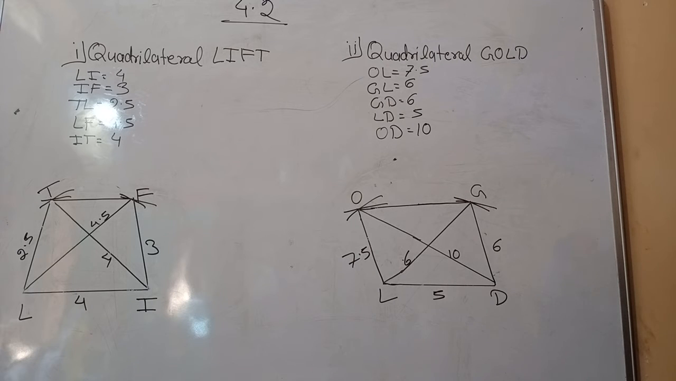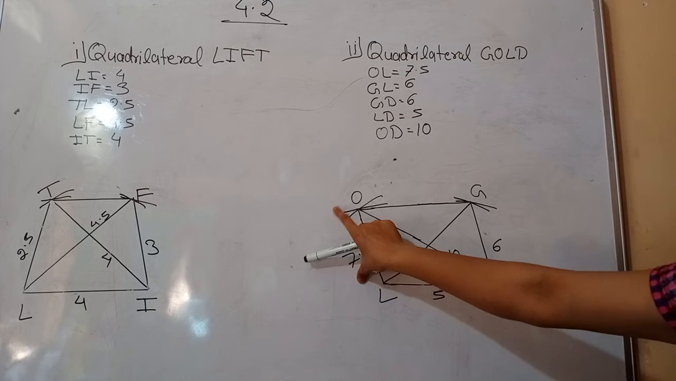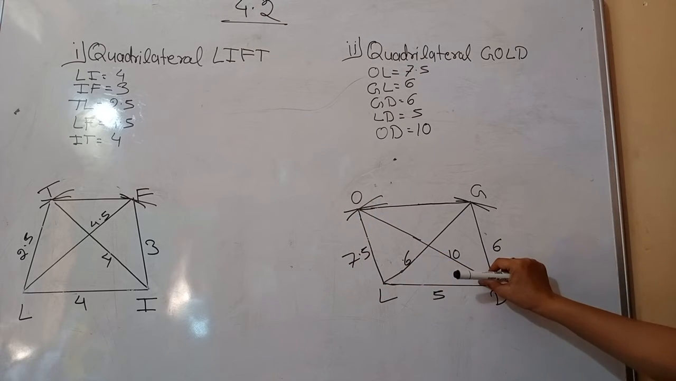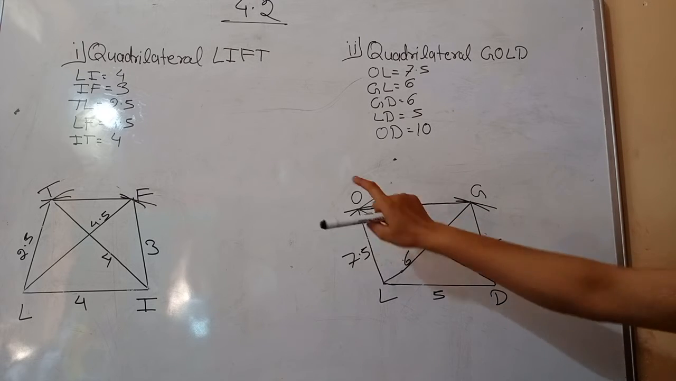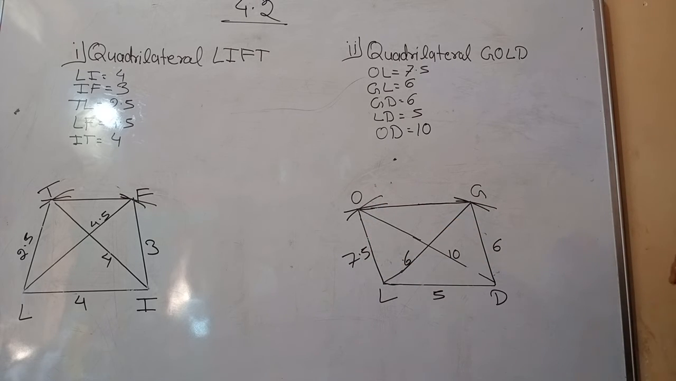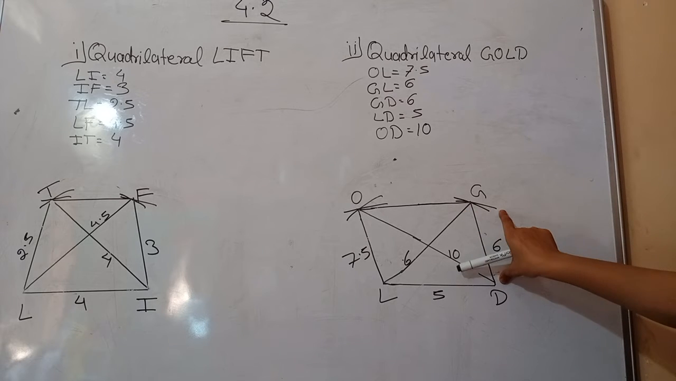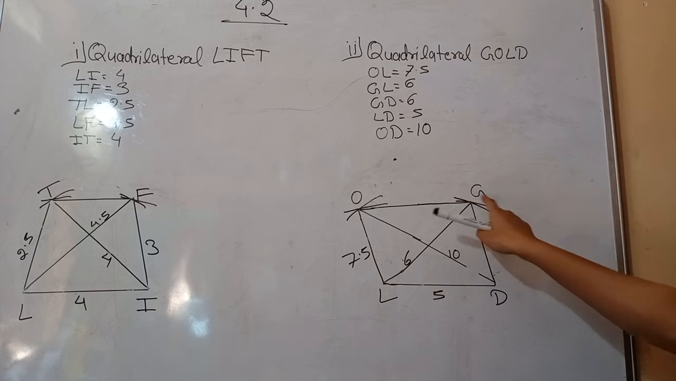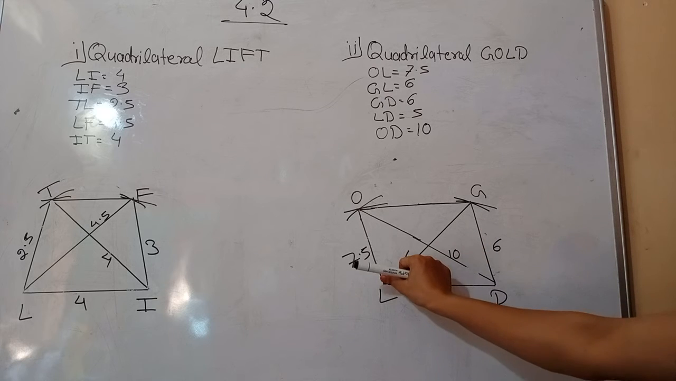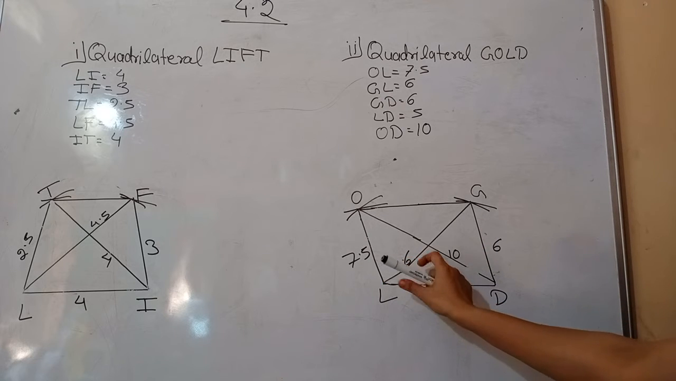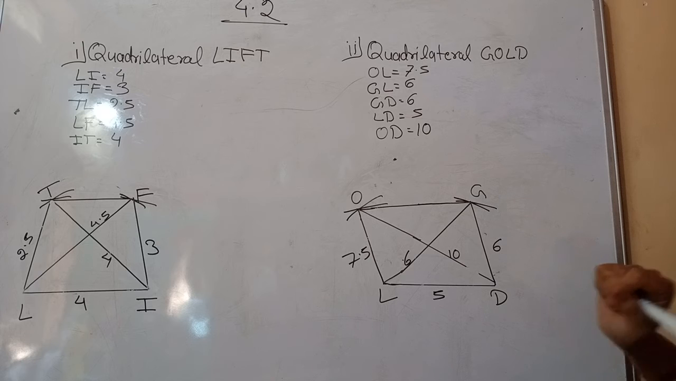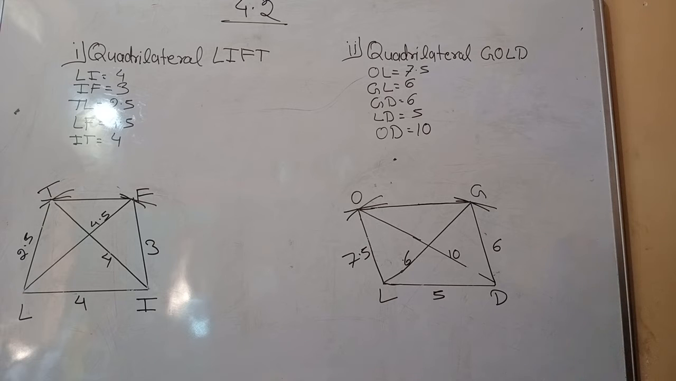So what we have to do? First LD 5 centimeter, then 7.5 centimeter, one arc here, 10 centimeter with center D, cut one arc like this. Two intersection points you will get. Now D is the center, radius 6 centimeter, cut one arc like this. For the intersection of this arc, place your divider on L, radius 6 centimeter, cut it like this. So you will get your quadrilateral GOLD.